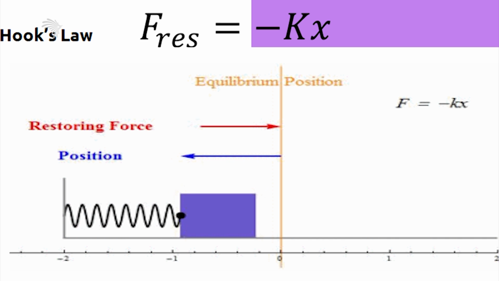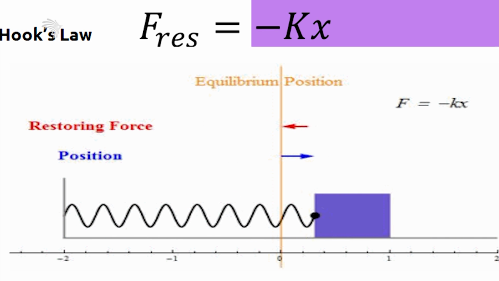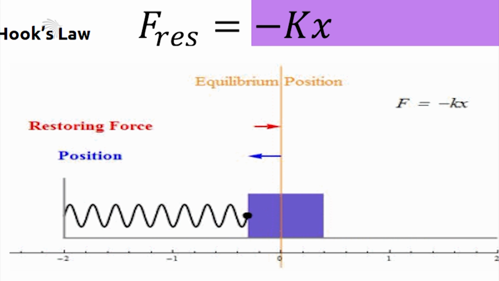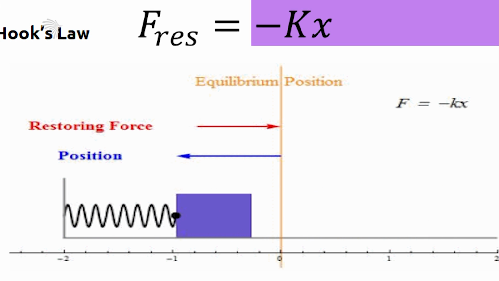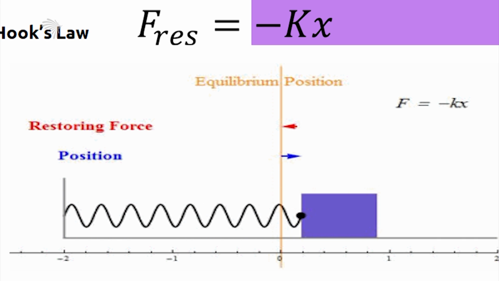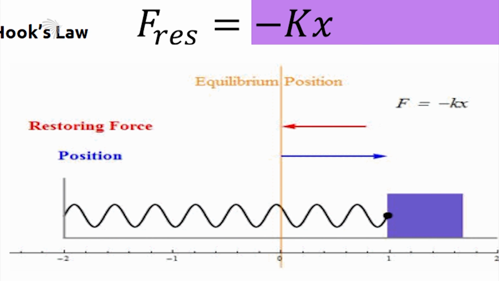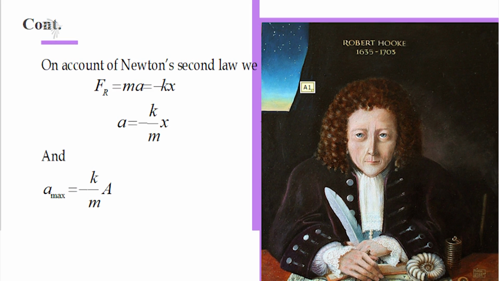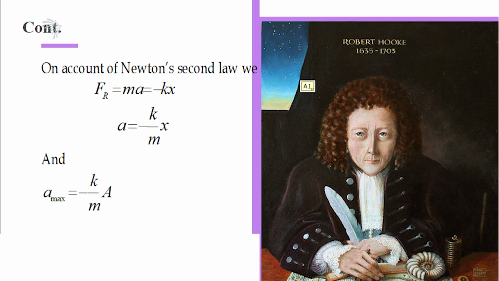Mathematically, Hooke's law can be stated as F restoring is equal to the negative of k times x, where k is called the spring or force constant, measured in Newton per meter, and it measures the stiffness of the spring. On account of Newton's second law, we have the net force acting on the object is equal to mass times acceleration.